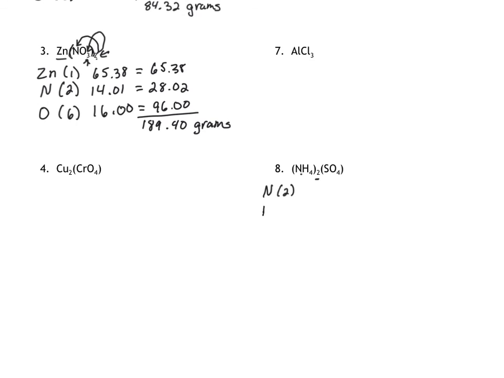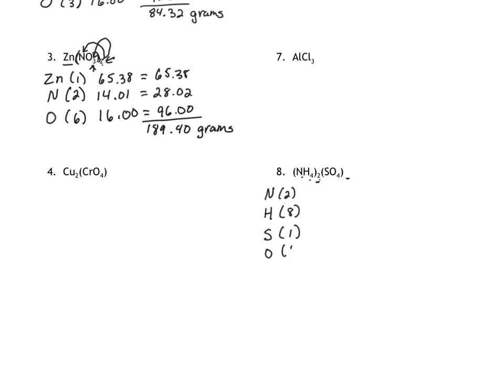The next element is hydrogen. I've got 4 multiplied by 2. That's going to give me 8 total hydrogen. Now I'm on to the next one. S stands for sulfur. There's no number behind the parentheses, so I have 1. And then oxygen. There's no number behind the parentheses, so again, it'd be just whatever's inside, so 4. So go ahead and fill in your atomic weights and find out what the total is.